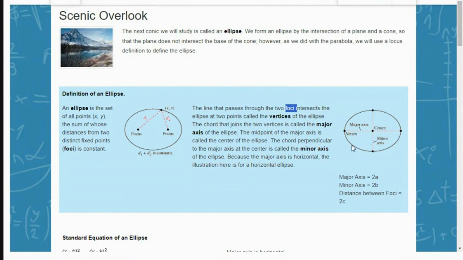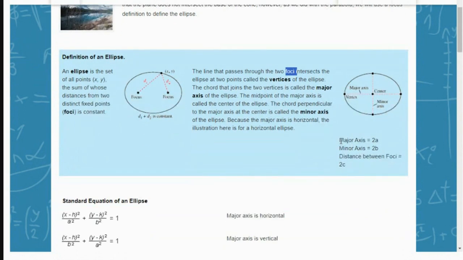And the midpoint is called the center. That's where those 2 axes cross each other as well. That's the midpoint between either axis. So the chord perpendicular to the major axis is called the minor axis. That's the one that goes the shortest distance in the ellipse. So this is a horizontal ellipse. It depends on the major axis. The longest axis, is it horizontal or is it vertical?